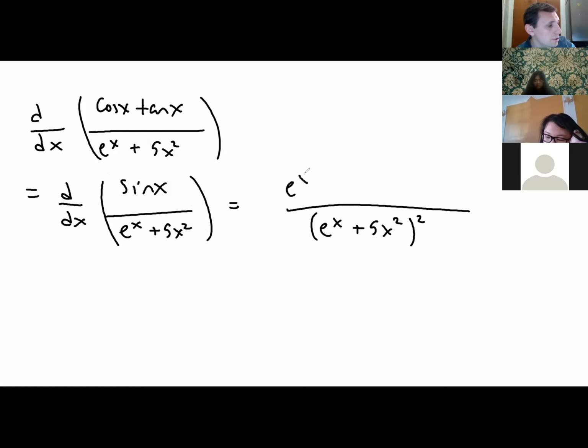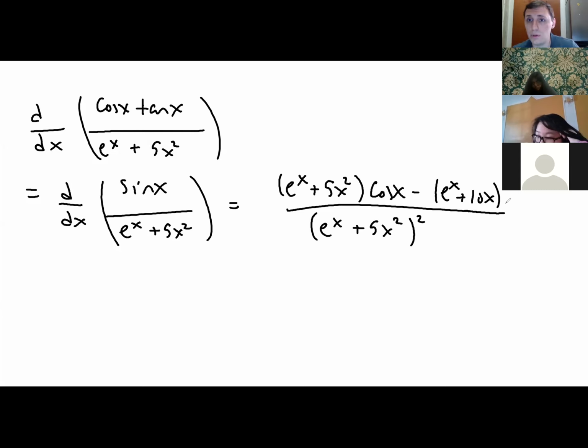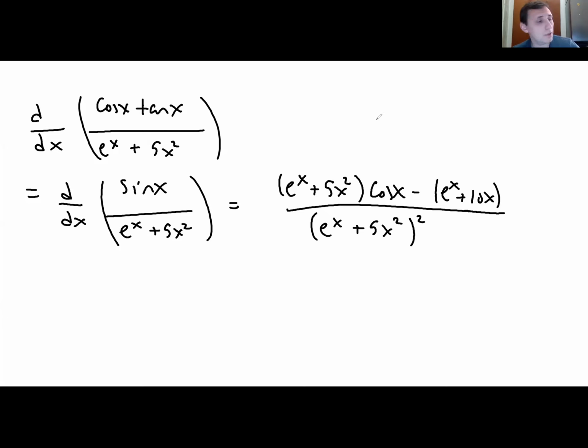then copy the denominator, take the derivative of sine, which is cosine, subtract, and take the derivative here, which is e to the x plus 10x. Make sure to put parentheses, guys, especially that the final is graded by a computer. The final is graded by a computer. And then multiply that by sine.